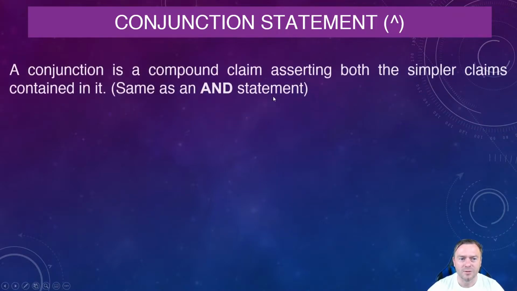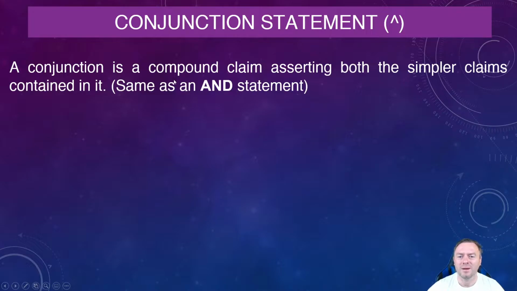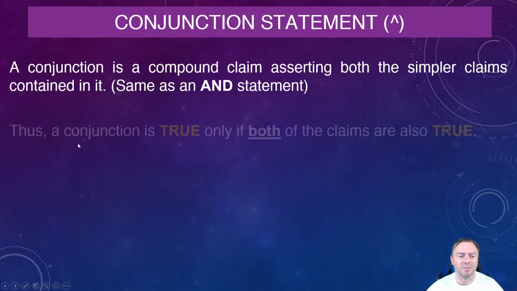Okay, so a conjunction statement is a compound claim asserting both simpler claims contained in it. All that means is that it's merging them together to make a new, more complex claim just by using the and statement.